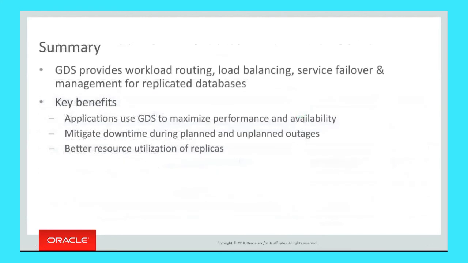Bottom line, GDS provides workload routing, which is region-based routing, load balancing, both connect time and runtime, service failover within and across data centers, and allows you to manage all your replicas with a simple interface. Key benefits, as we talked about today, with all these capabilities, you get the best performance for your application and best scalability and availability. Scalability for the reader farm use cases. And you can mitigate your downtime, as I said, for planned and unplanned outages. And you have the best resource utilization of your replicated environments.